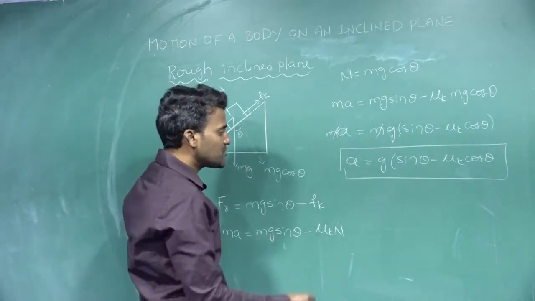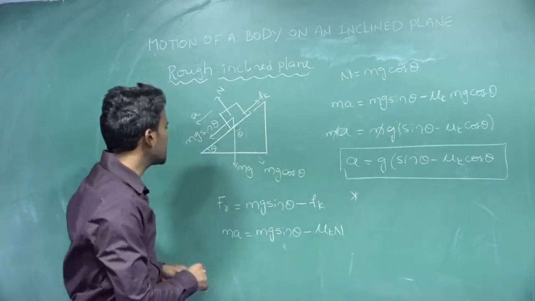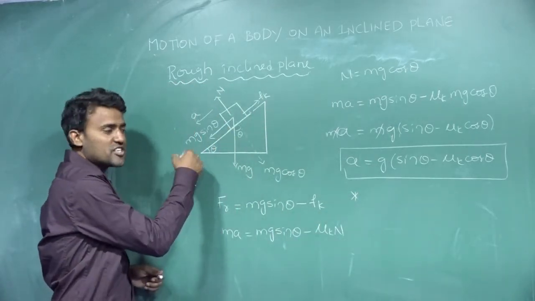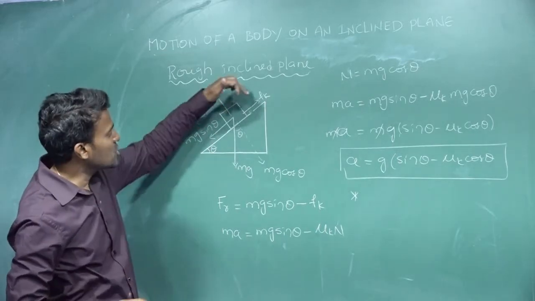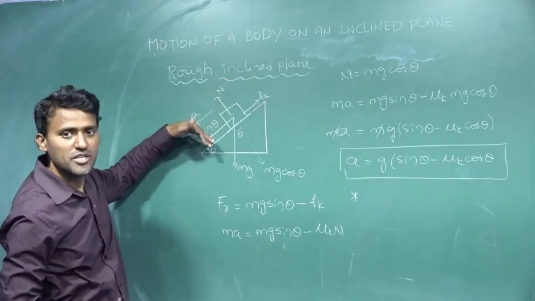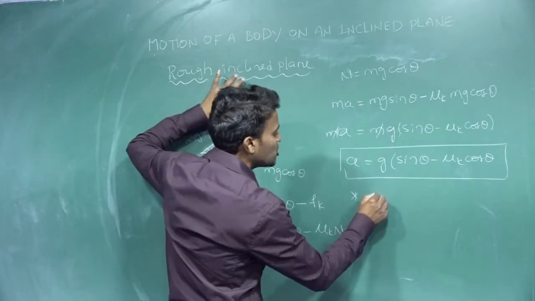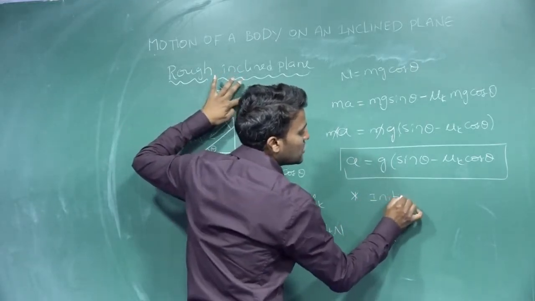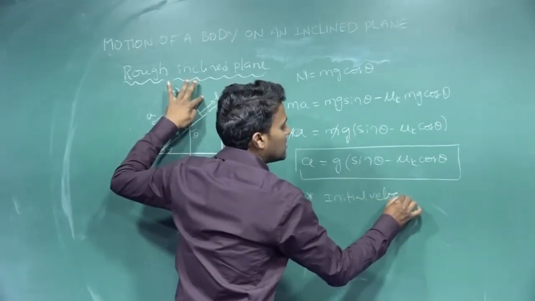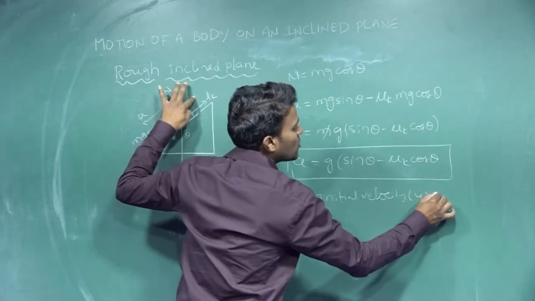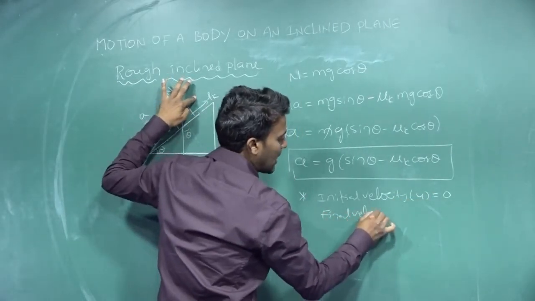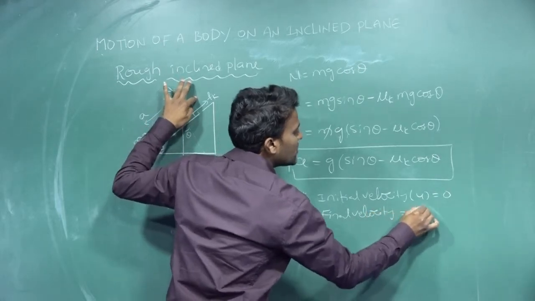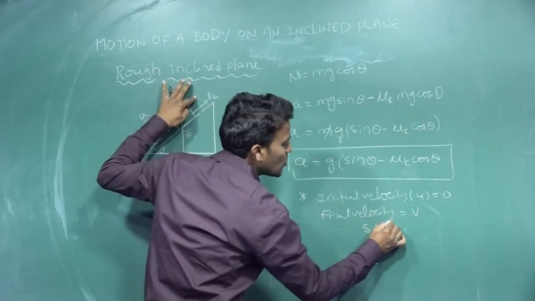Now when the object strikes the ground, what is the final velocity? From the top, it is sliding downward. Initial velocity at the top position is u equal to 0. The final velocity we are calculating is v, and distance s is equal to L.